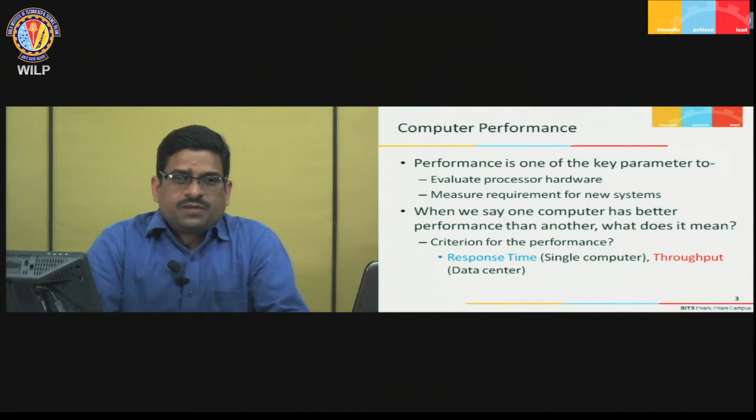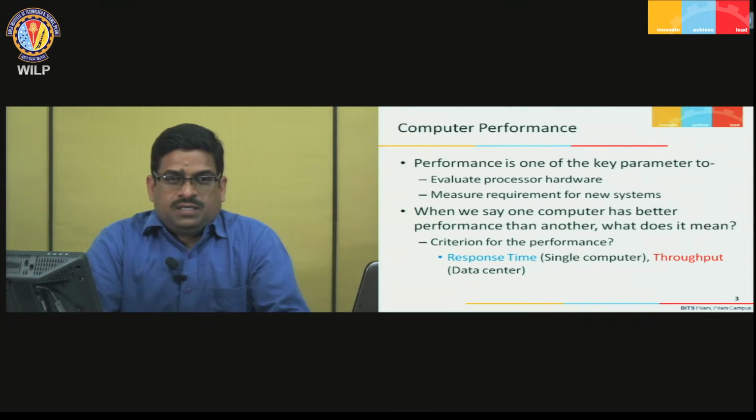So, essentially from the speed, for a single computer, the speed can be one criterion, or if the speed is more, then definitely the response time will be less. So, for a single computer the criterion can be the response time. Response time means the amount of time the computer takes to complete the job, how much time it took. Less time means it is a faster machine; if it takes more time then it is a slower machine by comparison.